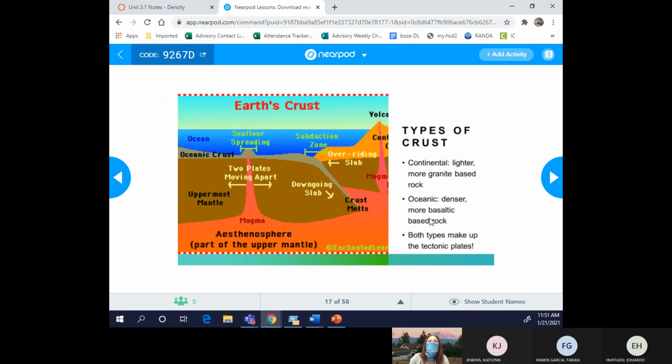Oceanic is denser, more basaltic rocks, so your black or really dark gray rocks. Both of these are igneous that we're talking about, if you remember your rock cycle from middle school. Both types make up tectonic plates. So you have your continental crust, where it's land, your oceanic crust, which is at the bottom of the ocean. Both of these make up plates.